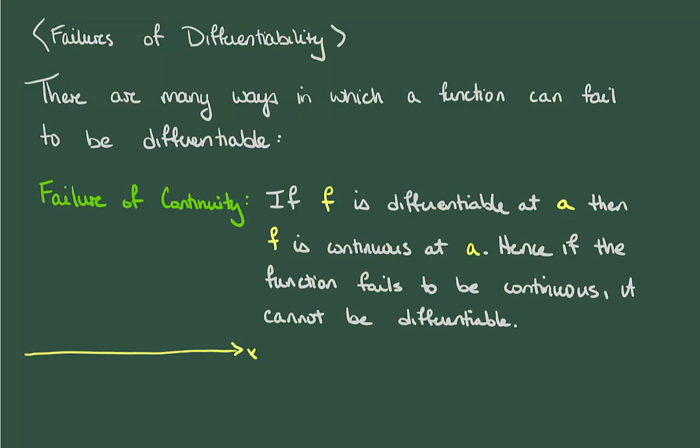I'll graph a typical function on the left here so we can see what goes wrong. If we try to draw the secant lines, note that they don't seem to be converging to a tangent line, and that's an issue.